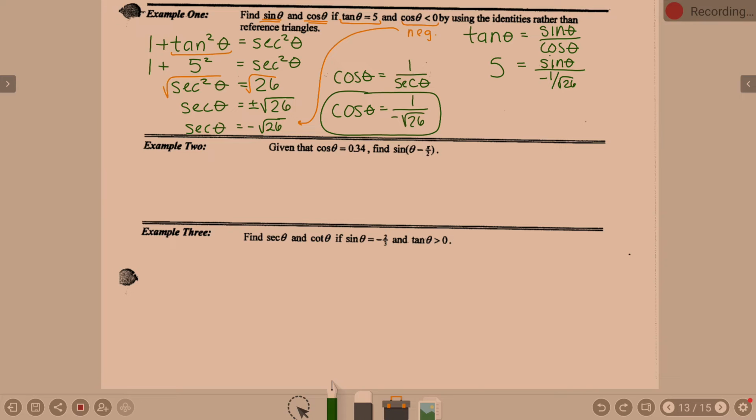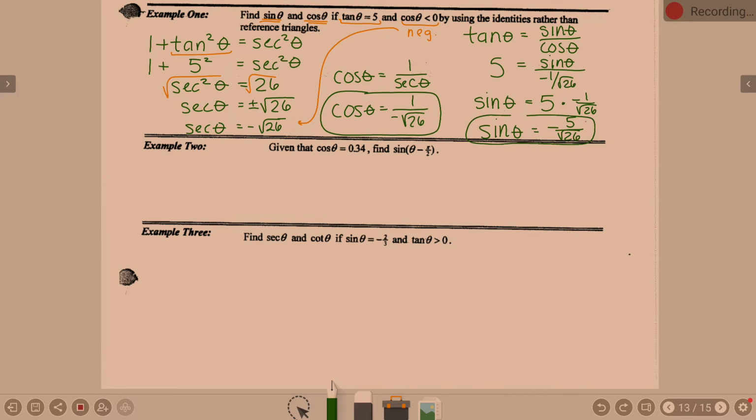So I'm going to say that sine theta is going to be 5 times negative 1 over square root of 26. No calculator necessary, because I don't want a calculator answer. Your calculator is going to go decimal, and I don't want a decimal. What is 5 times negative 1 over square root of 26? Negative 5 over square root of 26.